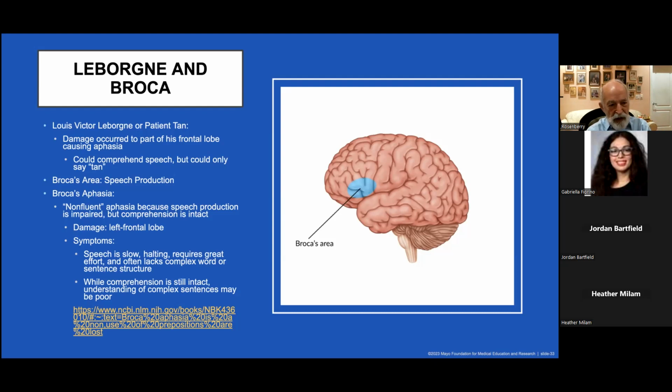In another patient, a postanatomic analysis indicated that a different form of aphasia was occurring, non-fluent aphasia, because speech production is impaired, but comprehension is intact. And the damage was in the left frontal lobe.